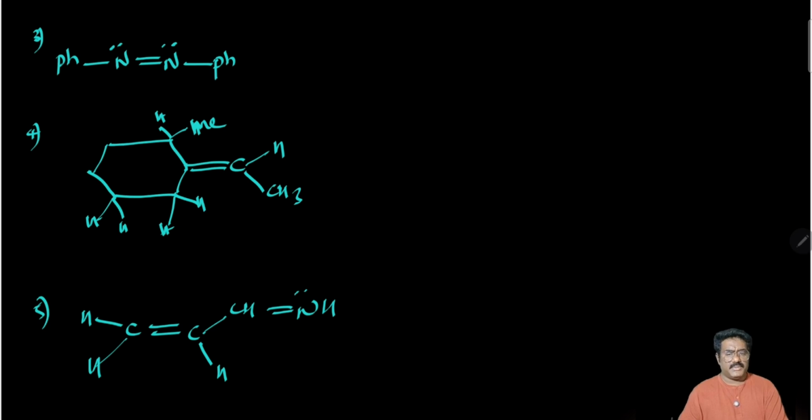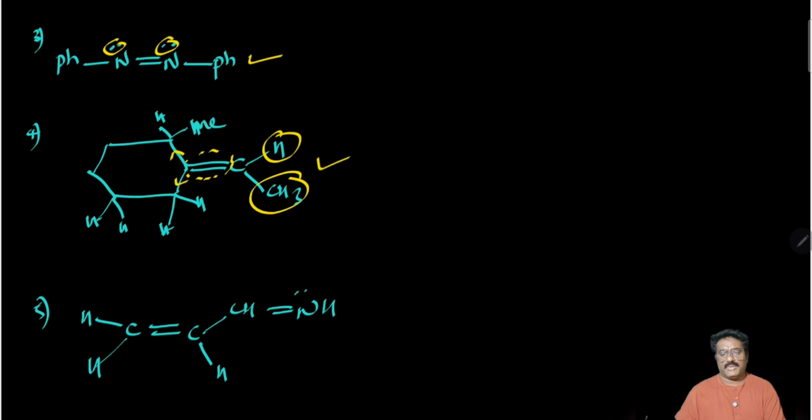Nitrogen double bond with nitrogen, having phenyl and lone pairs. Lone pairs mean it always shows geometrical isomerism. Look at this restricted rotation having H and CH3, different types of groups. This carbon has a CH2 group, and this carbon has methyl and hydrogen. It can show GI.